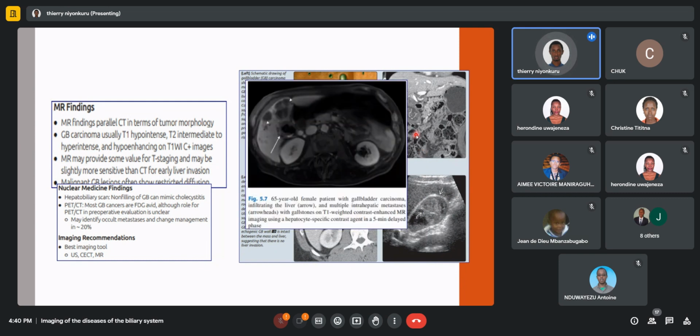So on this MRI, a T2-weighted sequence, you can see this irregular gallbladder wall, which is hypointense, with the gallbladder filled with bile but no surrounding pericholecystic collection, highly suggestive of gallbladder carcinoma. And you can see that here it has metastasis in the surrounding liver parenchyma.